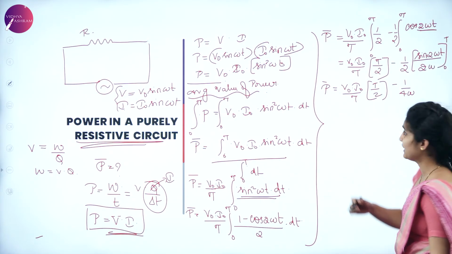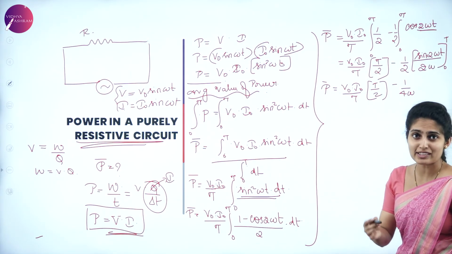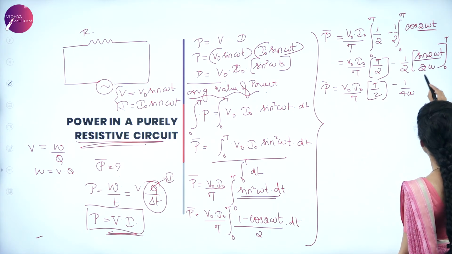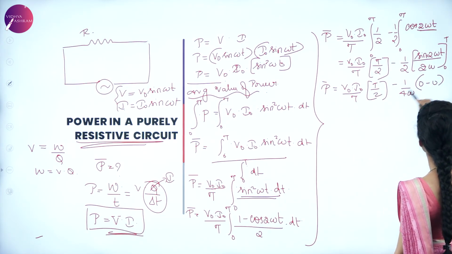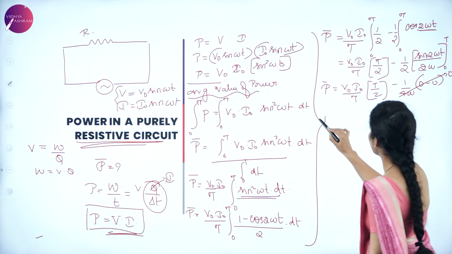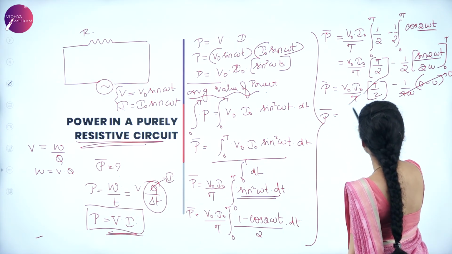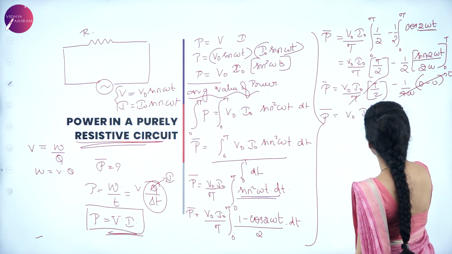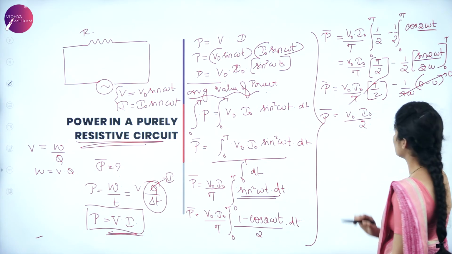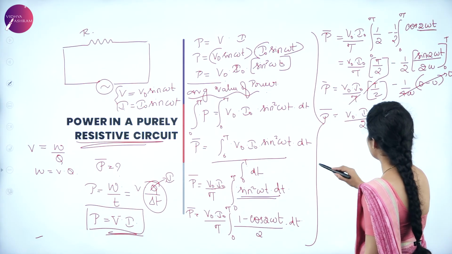Omega is 2 pi by T. T cancels, omega T is 2 pi. So sine 2 pi is 0. The complete term turns out to be 0. 0 minus 0, so it goes with 0. So P average is equal to, T cancels, I have V0 into I0 divided by 2.